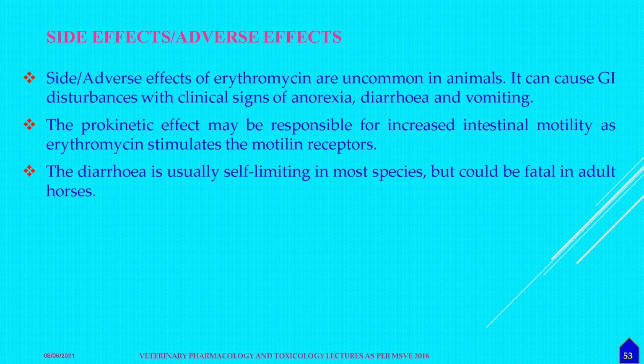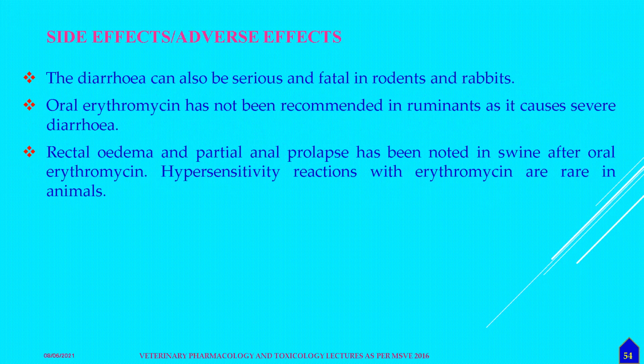The diarrhea is usually self-limiting in most species, but could be fatal in adult horses. So the diarrhea is especially dangerous in the case of ponies or foals. The diarrhea can also be serious and fatal, especially in rodents and rabbits. That's why we should not administer this drug to rodents or rabbits.